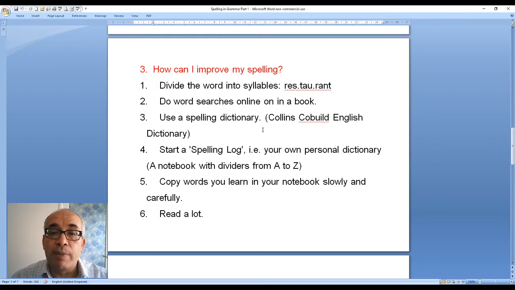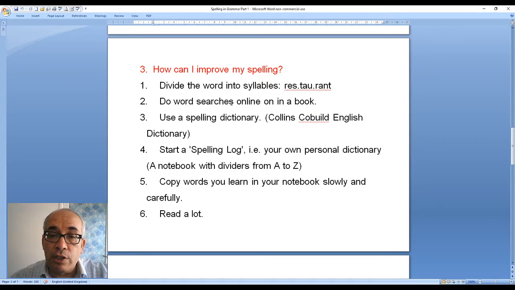How can I improve my spelling? Many students, many people ask this question. Number 1, divide the word into syllables. Syllables means parts. Restaurant. 3 parts, 3 syllables. So if you have a long word, divide it into parts or syllables.